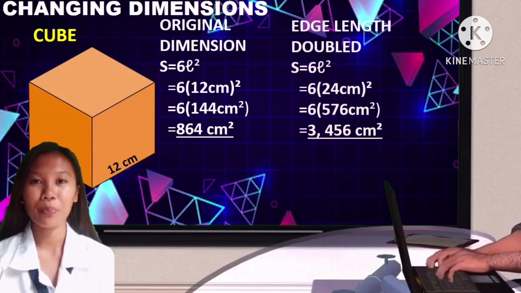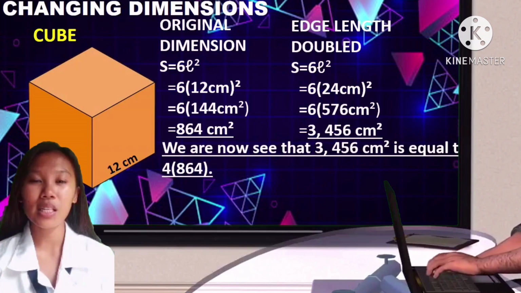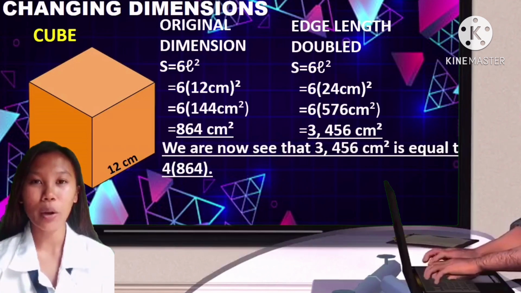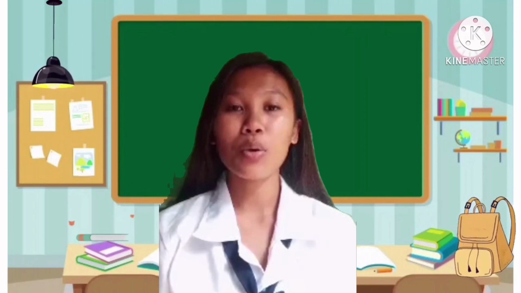So, the original dimension gives 864 centimeters squared, while the edge length doubled gives 3,456 centimeters squared. We can now see that 3,456 is equal to 4 times 864. Doubling the dimension makes the surface area 4 times the original surface area.